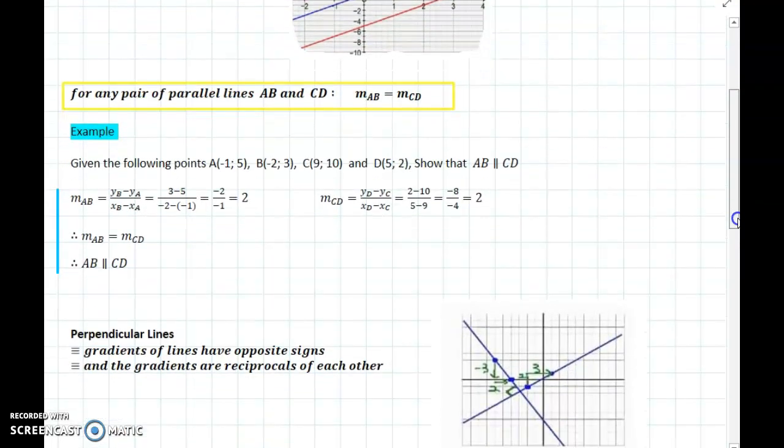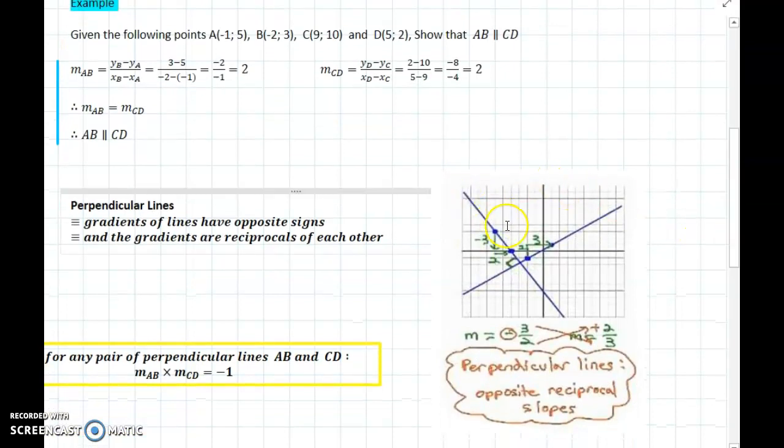What about perpendicular lines? If you just look at the sketch here, you can see perpendicular lines. There has to be one running in one direction and the other in another direction. So obviously, from this sketch, if lines form a perpendicular 90-degree angle, you're going to have one with a positive gradient and one with a negative gradient. When you have perpendicular lines, the gradients of the lines will have opposite signs. So one will be positive and one will be negative.